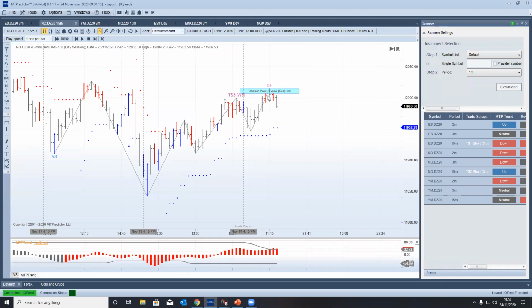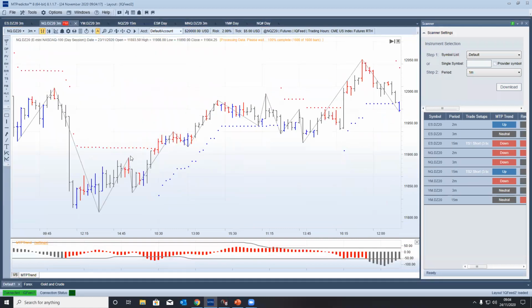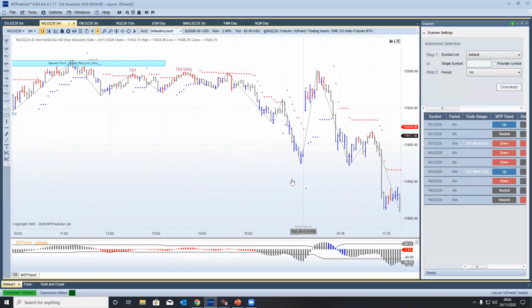So this is what we have on the higher time frame chart. I'm just going to turn training mode off. I'm now going to go down to the 3-minute chart and just have a look at what it was looking like on the 3-minute chart.